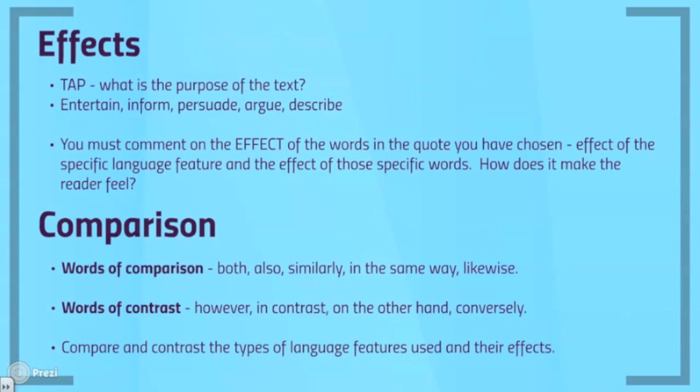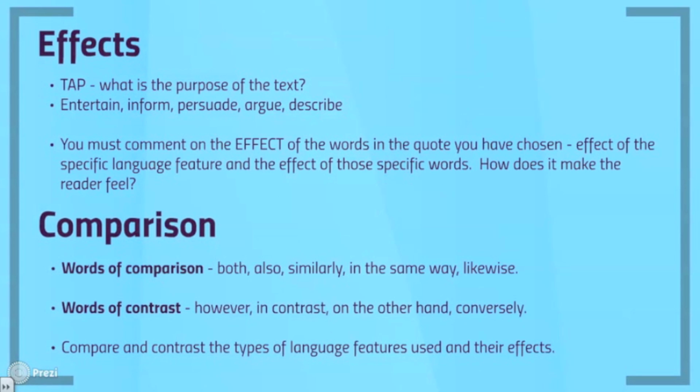So when we talk about the effect, what do we mean? Well, writers use specific words to create a specific effect. Now, your teacher may have taught you TAP, which is text, audience and purpose, and you need to think about what is the purpose of the text that you have been given. Is it to entertain? Is it to inform, persuade, argue, describe? Think about why have they written it, okay? So therefore, that will link to what the effect on the reader is because the writer will want to have a specific effect on the reader.